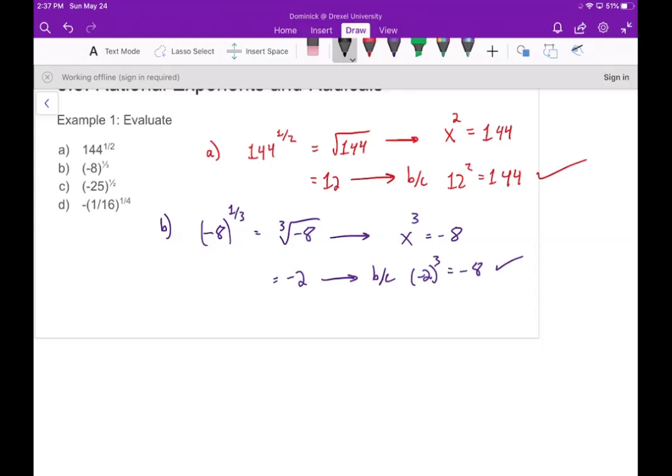Now in part C, we have a bit of a dilemma because we have -25 to the 1/2, or the square root of -25. We're after a number that, if I square it, I get -25. And of course, this is a problem.